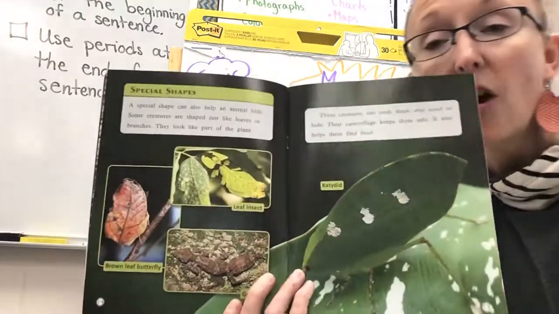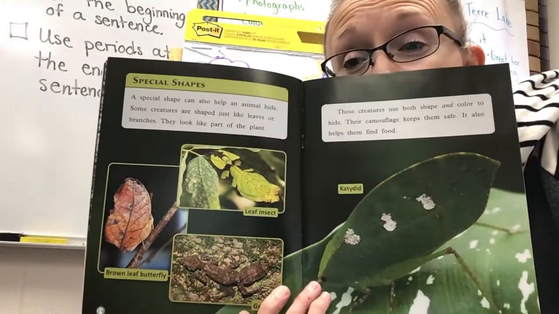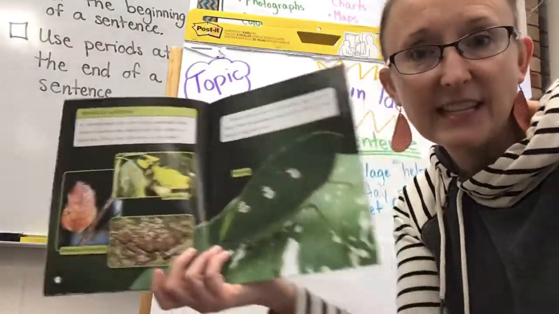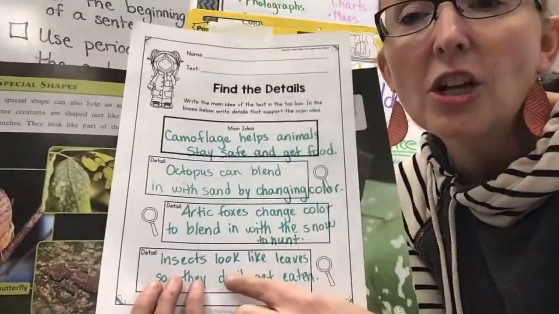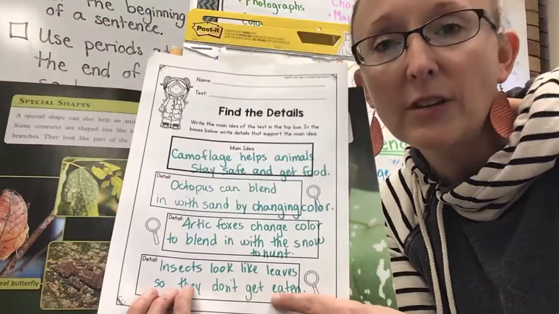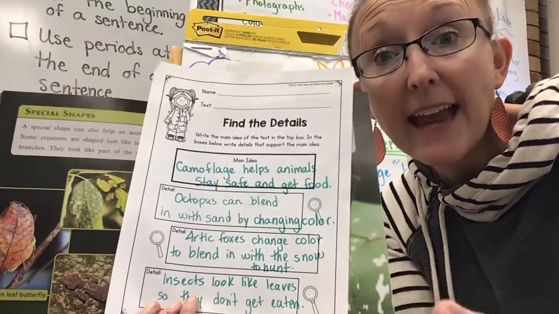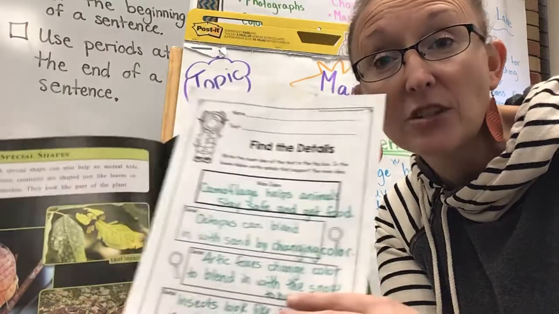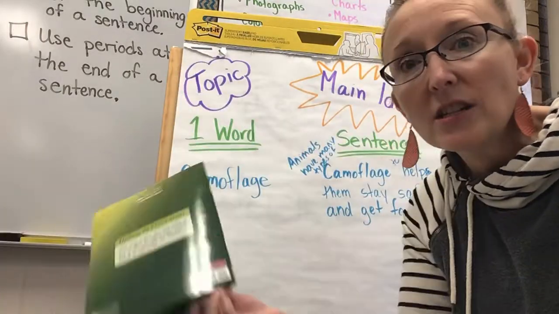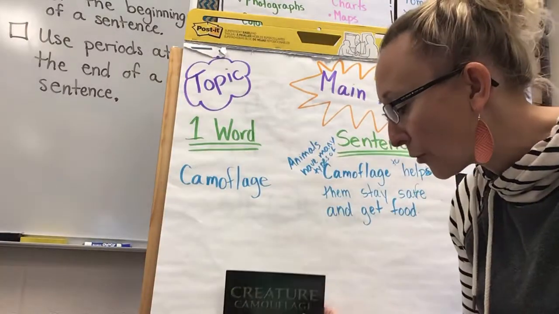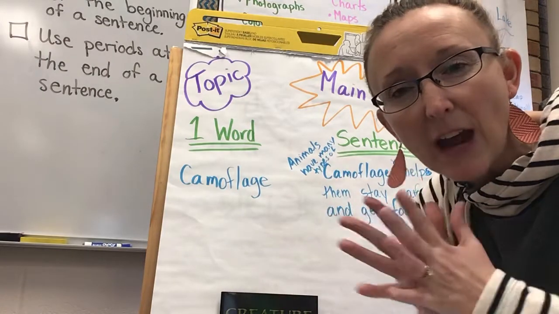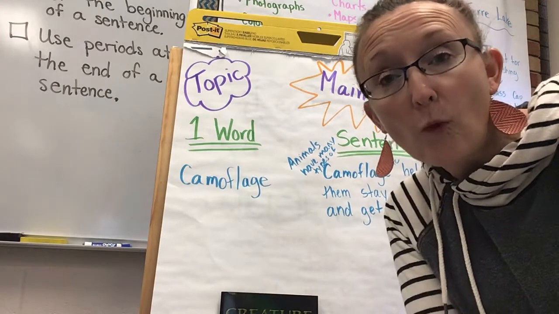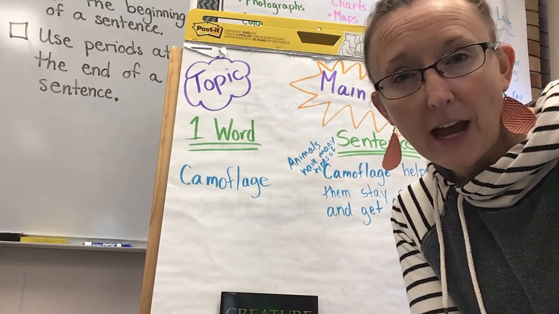And then this page where all these animals are shaped like different things, I went ahead and talked about how insects, because there's lots of insects on this page, look like leaves so they don't get eaten. That is proof that this book is trying to tell me how camouflage helps animals. So I just found 3 proofs, 3 things right in the book that prove or support what the book is trying to teach me, okay?